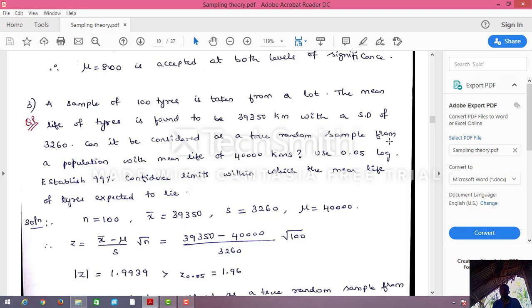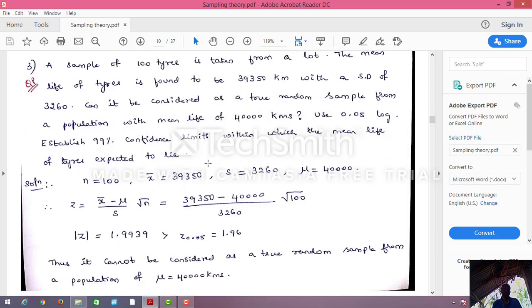Use 0.05 level of significance. Establish 99% confidence limits within which the mean life of tires is expected to lie. Now, here the given data are n equal to 100, x bar is 39,350, s is 3,260, and mu is 40,000. These are all the given data from the problem.